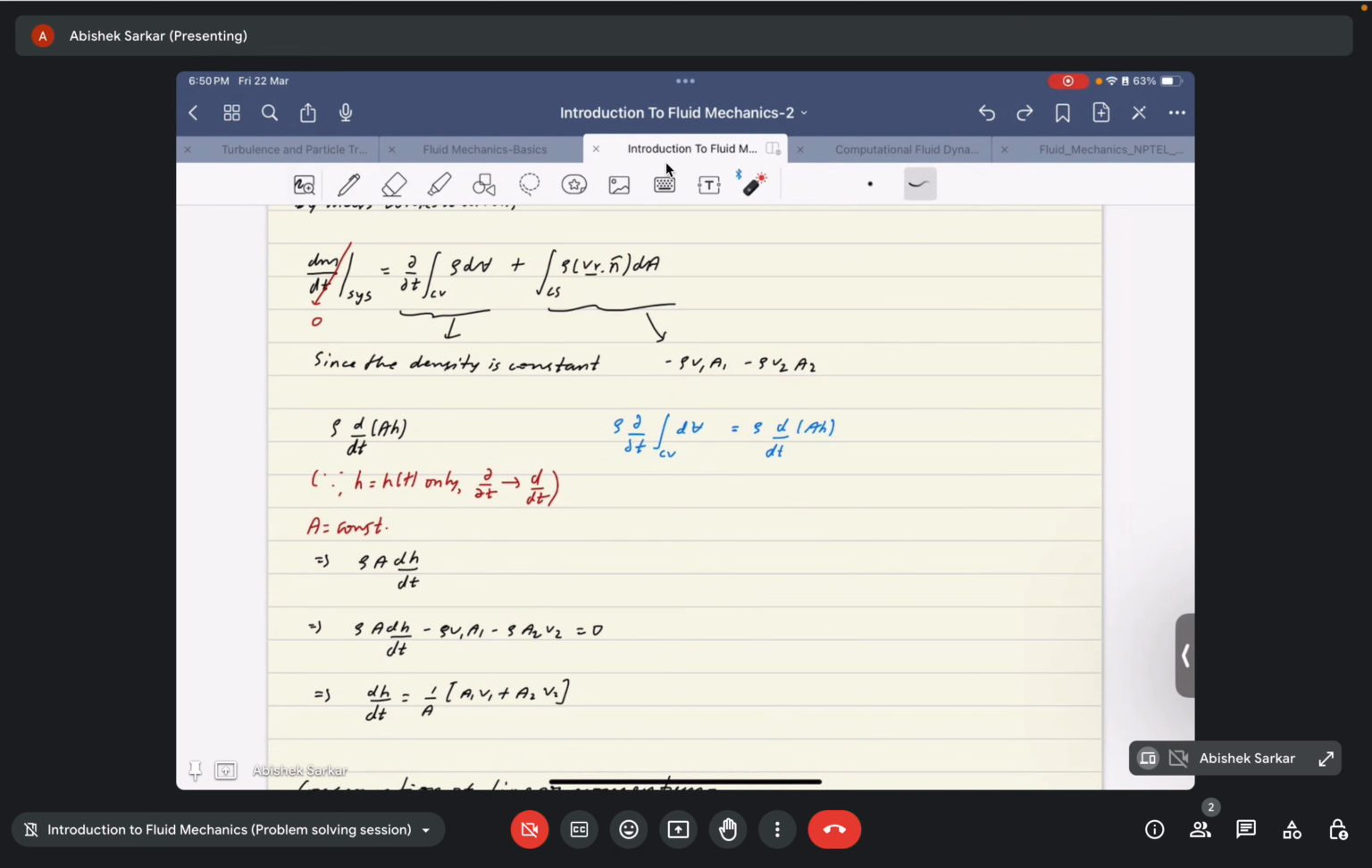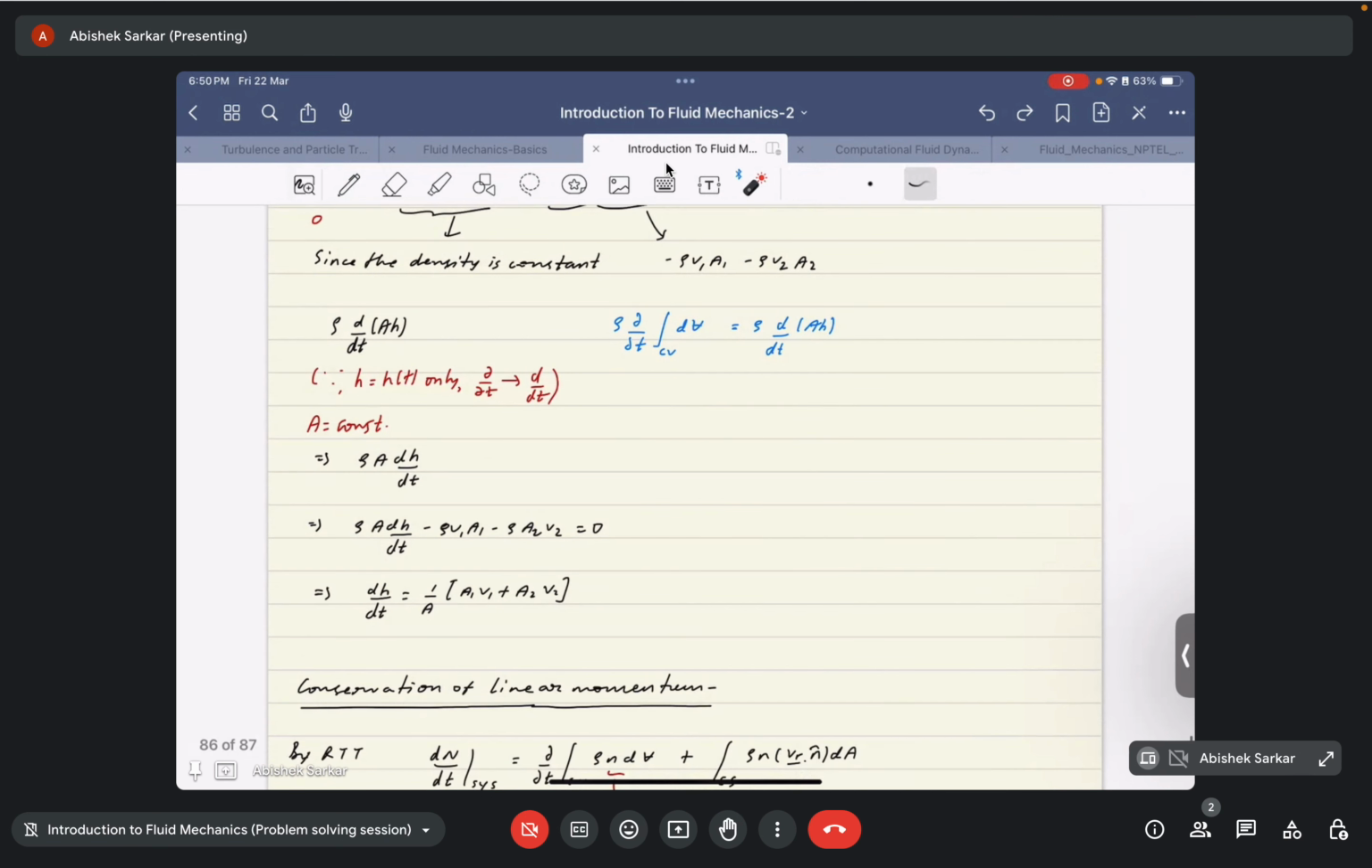So we would have rho A dH by dt minus rho A1 V1 minus rho A2 V2 is equal to 0. If we simplify these terms once again, we can write dH by dt is equal to 1 by A times (A1 V1 plus A2 V2). So this is the approximation of the rate of change of height for this particular control volume.